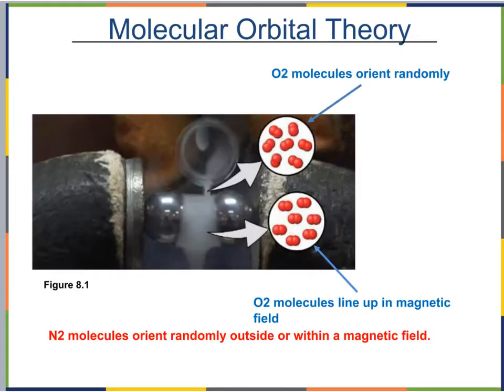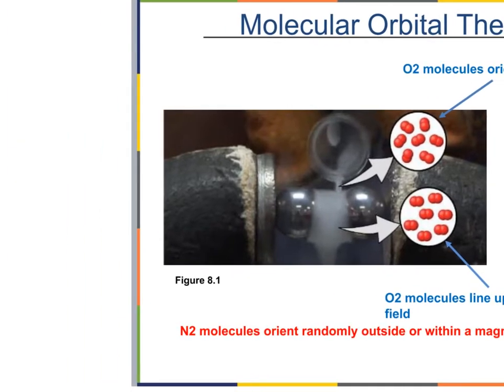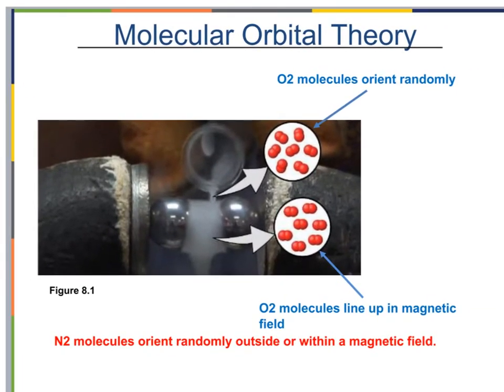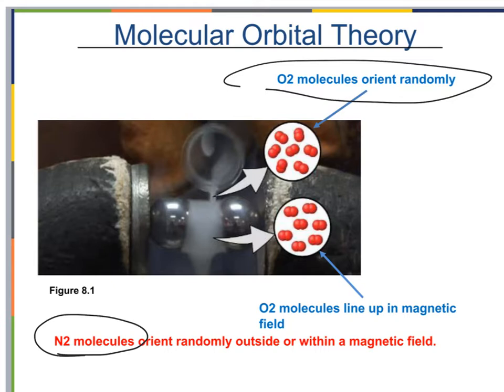As we move along, one of the most significant properties that we do not have the ability to predict in valence bond theory is magnetic character. Oxygen molecules are magnetic. They have a magnetic quality to them, and so they are held within a magnetic field. On the other hand, nitrogen molecules do not.